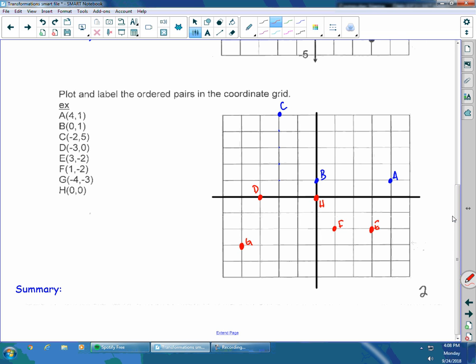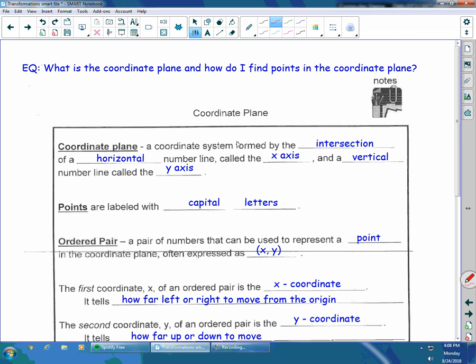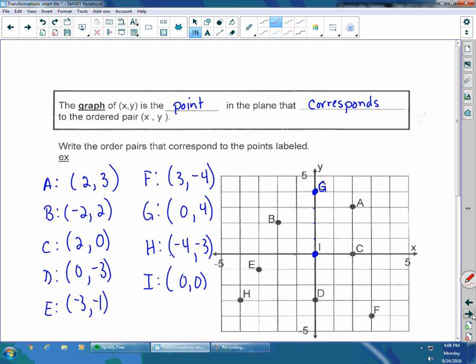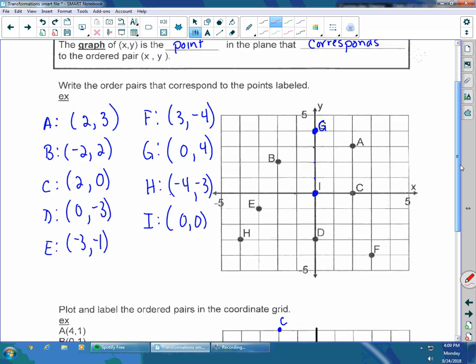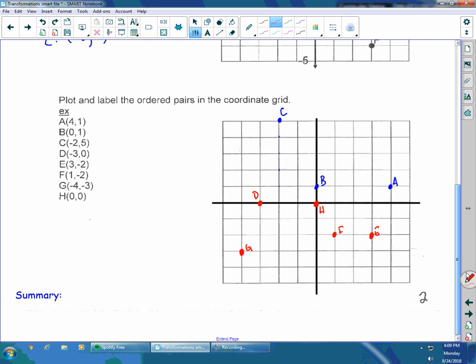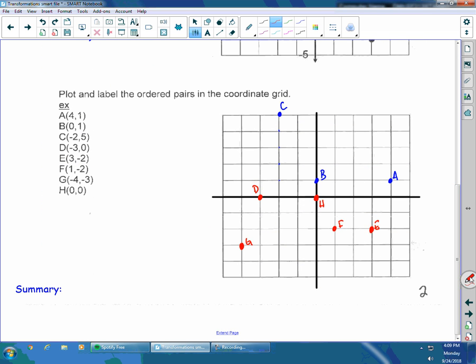Now, if you notice, I added the word summary at the bottom here. I would like you to fill out a summary for every lesson that we're going to do. And the way you're going to start your summary is by making sure that you answer the essential questions. So what is the coordinate plane and how do I find points in the coordinate plane? So the coordinate plane, again, is two intersecting number lines, a vertical and a horizontal number line. And your x coordinate tells you to go right or left. Your y coordinate tells you to go up or down.